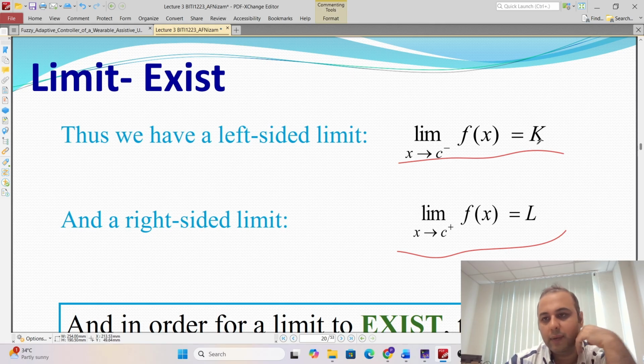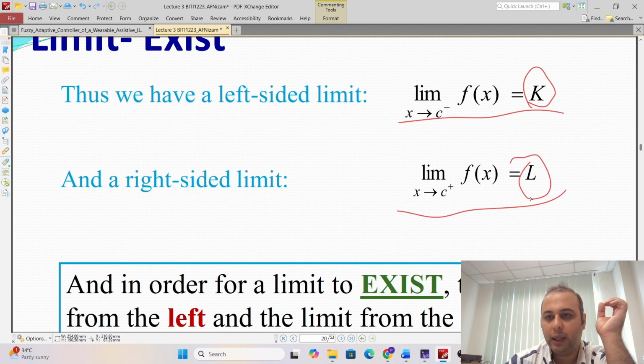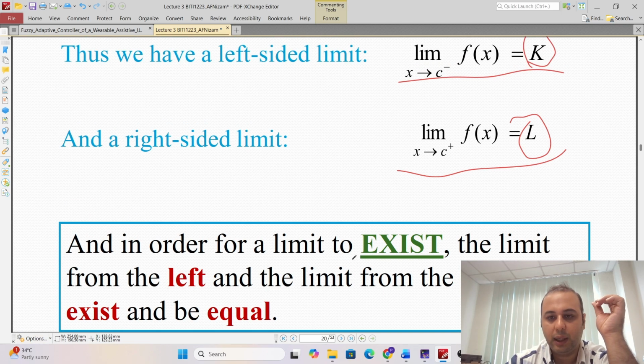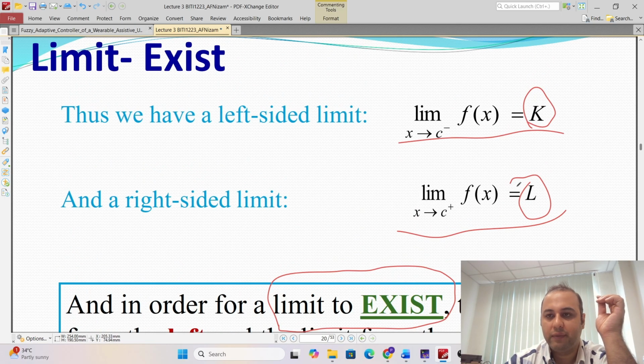For the left-sided limit, let's say the constant is k, and for the right-sided the constant is L, respectively for minus and positive. In order for the limit to exist, the limit from the left and the limit from the right must both exist and be equal. So we say that the limit of the function exists if k equals L.